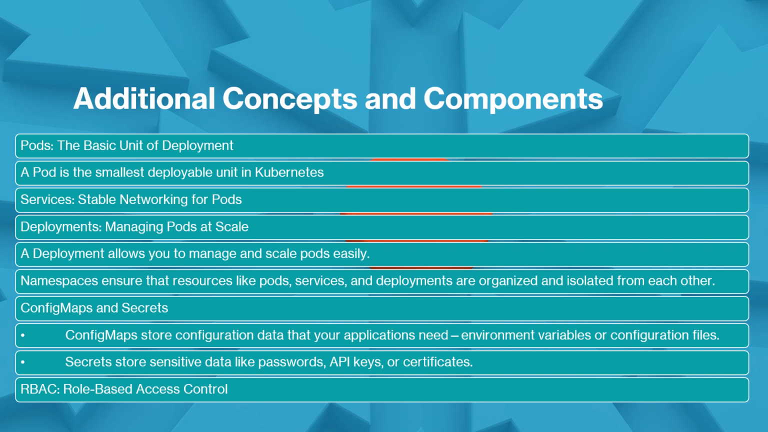RBAC, role-based access control. Finally, role-based access control, or RBAC, is Kubernetes' way of controlling who can access and perform actions on resources in your cluster. You can define roles with specific permissions and then bind those roles to users, groups, or service accounts to enforce security.